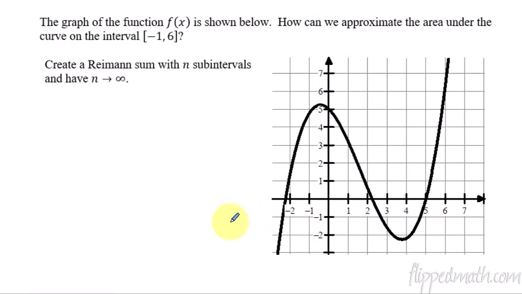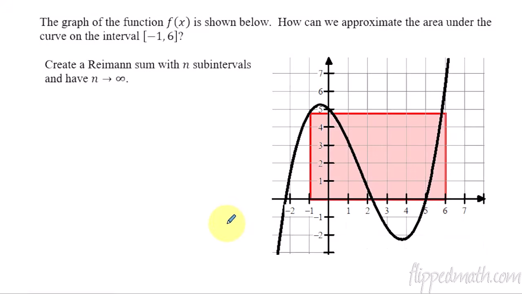Let's say we take a Riemann sum with only one subinterval. In this case n equals 1, you'd have a rectangle that looks like this. I made this a left Riemann sum, so you can see here on the left, there's my rectangle. This would be an approximation of the area from -1 to 6, because that was what our interval said. Okay, so that's not a very good approximation.